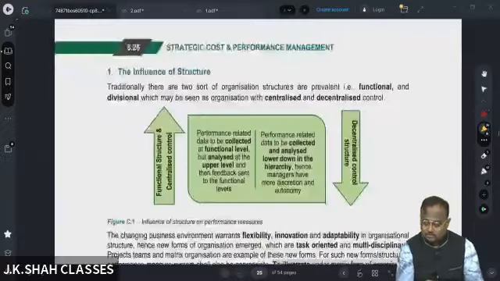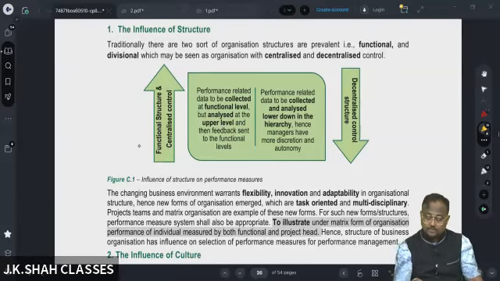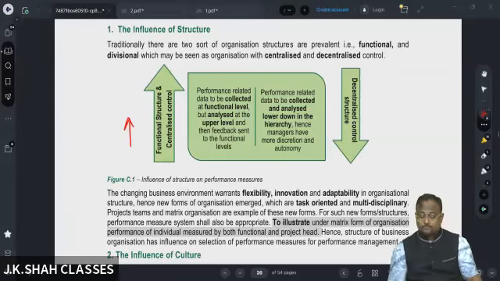So, influence of the structure. Functional and divisional. See the arrow. Functional control and centralized control. And decentralized control structure, everyone is free to take their own decision, just achieve your given objective.